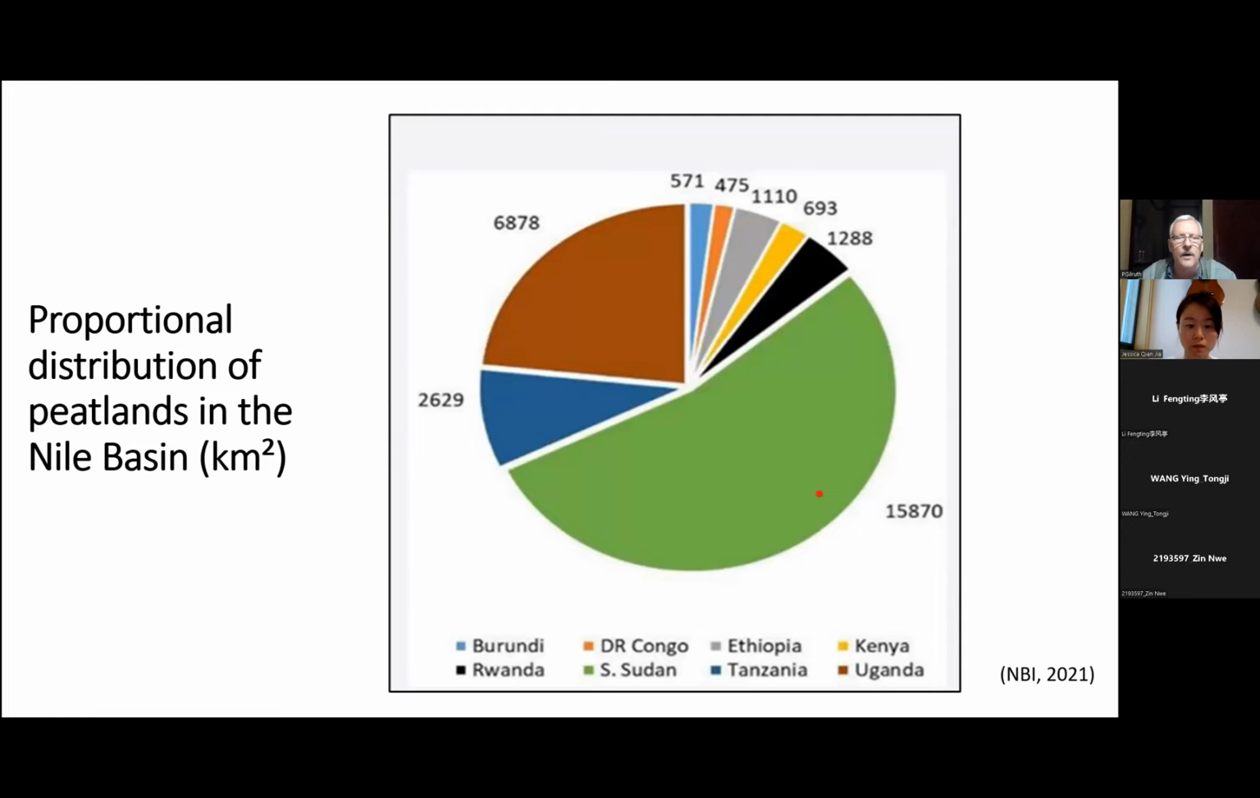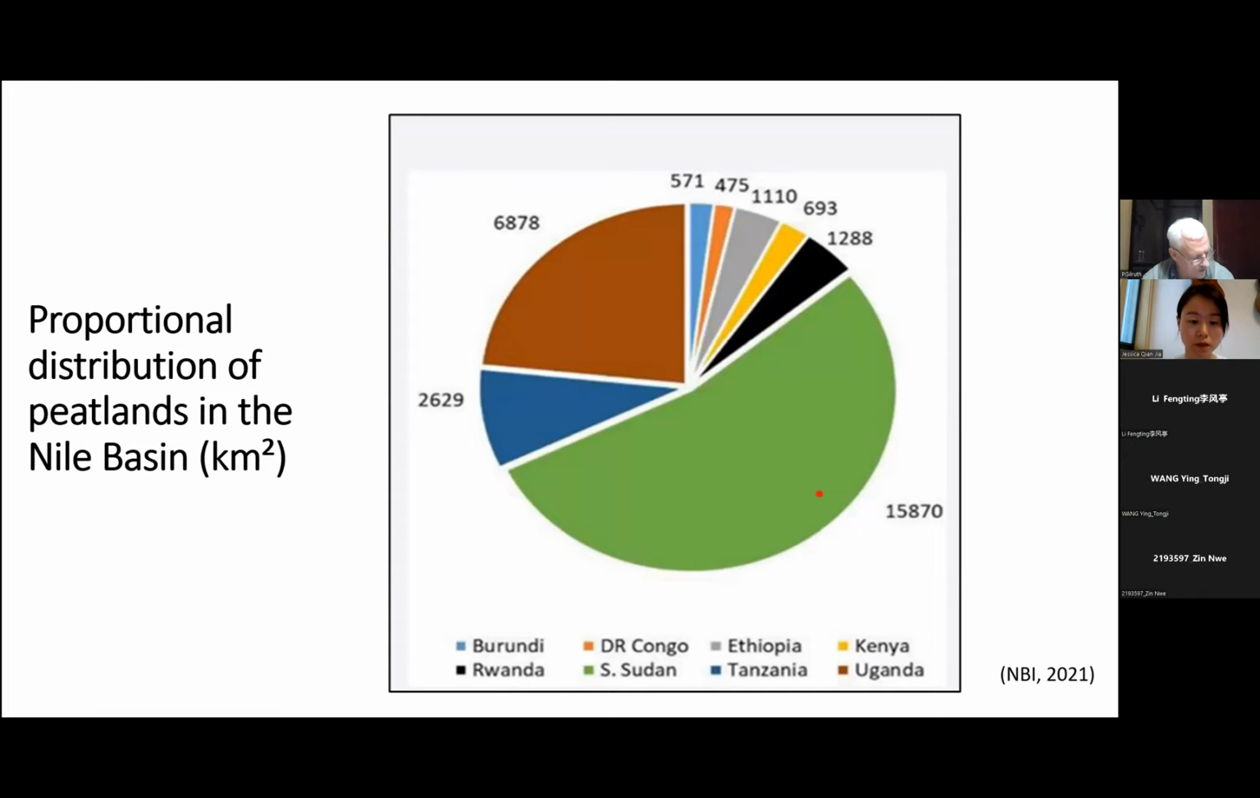And here you see a graph of the proportional distribution of the peatlands in the Nile Basin. What you see, that big green slice, is for South Sudan. And that big green slice of the pie is actually due almost mostly to the Sudd Wetland. So the important message here is that these wetlands serve as an important tropical carbon sink in the Nile Basin.